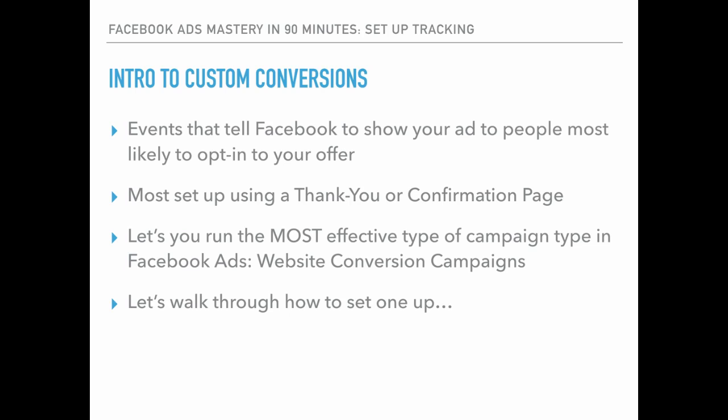So, custom conversions are events that tell Facebook to show your ad to people most likely to opt in to your offer. Compare that with the traditional way of running Facebook ads where you run a website clicks campaign, and we're going to talk about that later. But usually, new advertisers run clicks campaigns, and that just tells Facebook to optimize towards clicks and not towards actual conversions. Custom conversions allow you to tell Facebook, hey, I want to target people who are most likely to complete conversions.